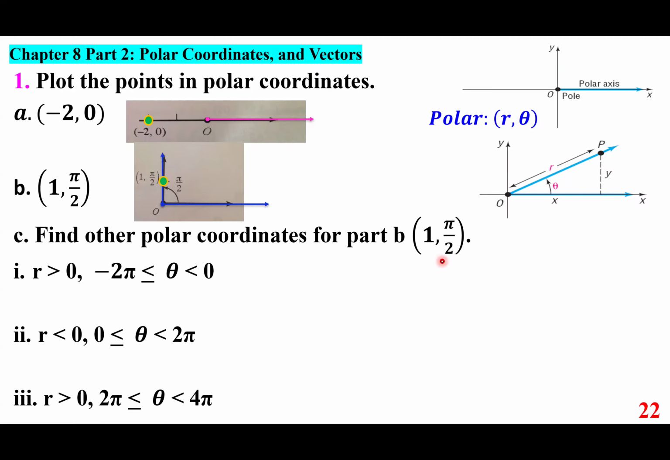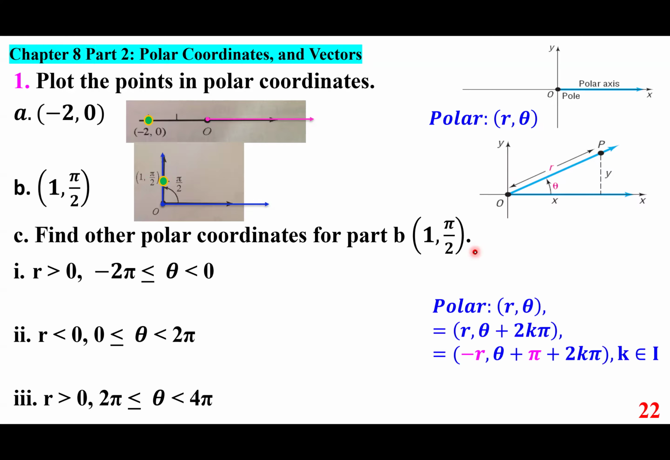All right, we want to find other polar coordinates for (1, π/2). And I'm going to remind you that in the case of polar coordinates, we have infinitely many ways to answer them. (r, θ) is the same as (r, θ + 2kπ), k is an integer. Or if you want to negate r, you add odd multiples of π. That means θ plus 2kπ, add another π.